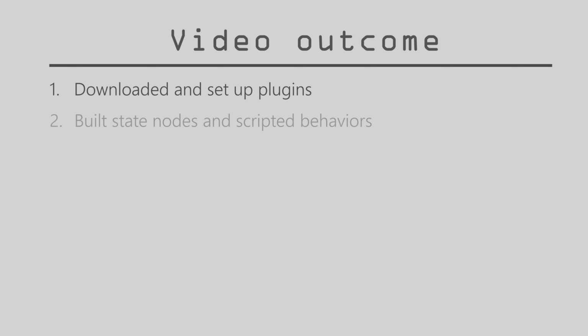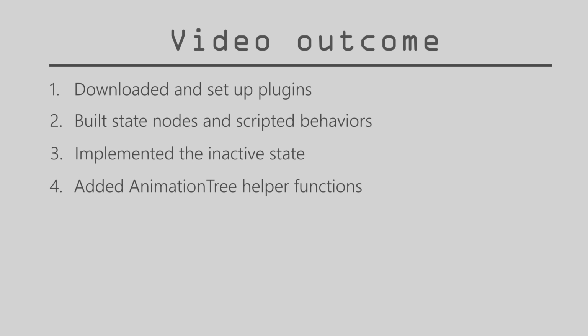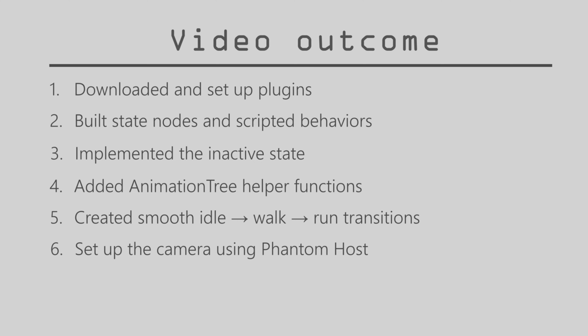So that's it for this video. Let's see what progress we made in our current video. So we downloaded and set up our plugins. Then we built state machine nodes and scripted behaviors of those transitions. Then we implemented an inactive state. Then we added our animation tree helper functions so that we can easily control our animation tree. Then we created a smooth idle to walk or walk to run transition. And then we set up our camera using phantom camera host. And the last one was cleaning up our project with all those messes.